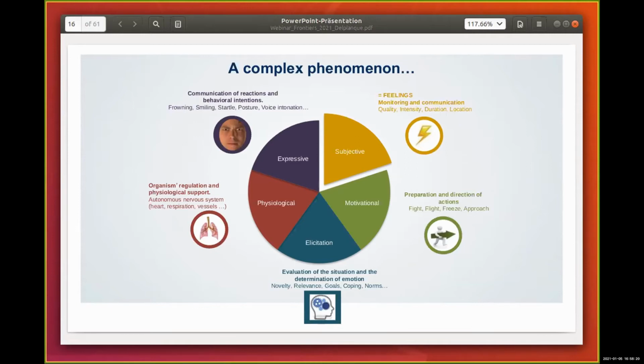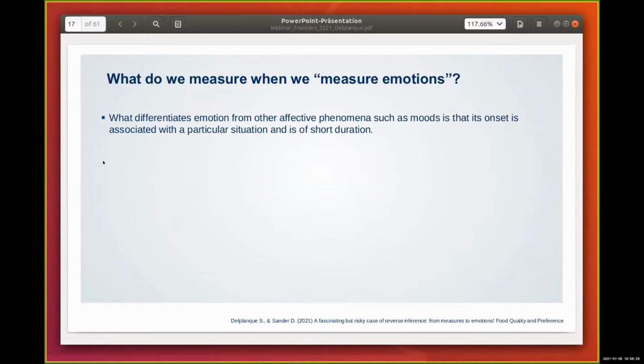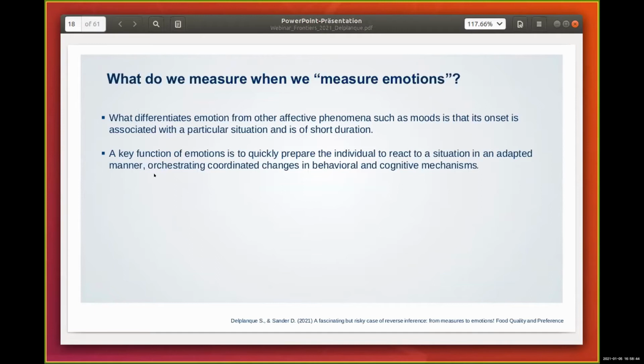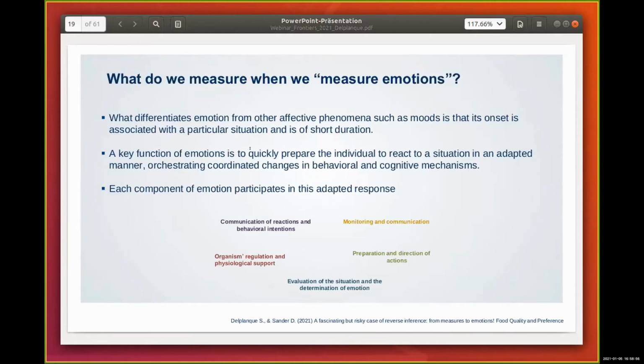Okay, so these are the five components that we can try to measure when we measure an emotion. What differentiates emotion from other affective phenomena, such as mood, is that emotion has a precise onset, is associated with a particular situation, and is of short duration. The key function of emotion is to quickly prepare the individual to react to the situation in an adapted manner. Each component of emotion participates in this adaptive response. They all have a different function in the response.